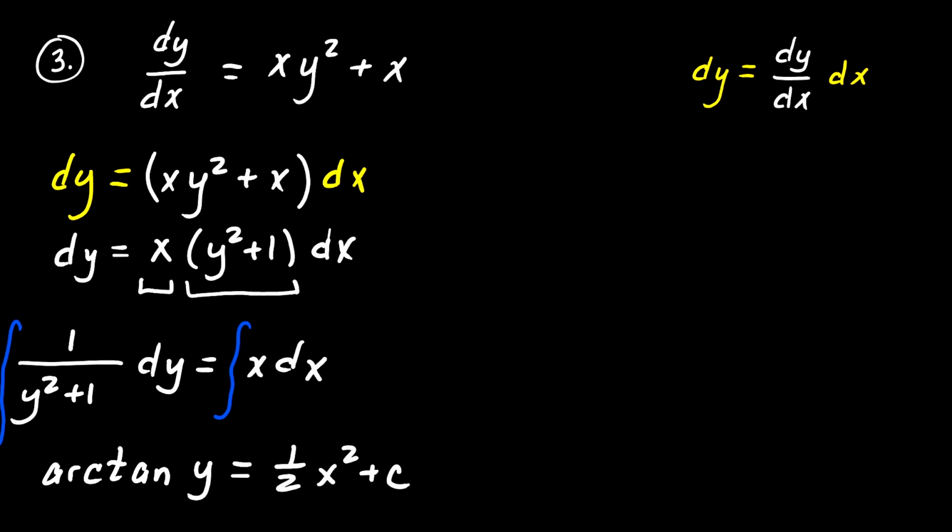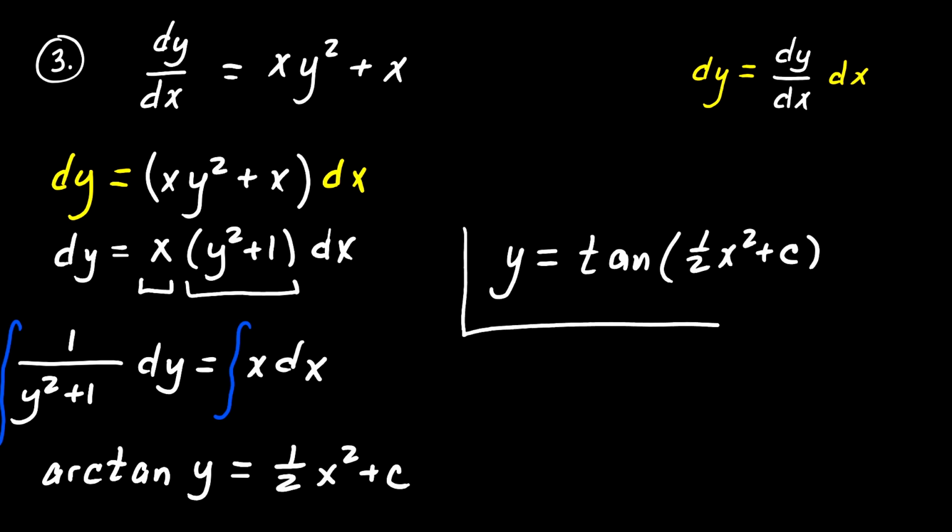To solve for this, we just need to take the tangent of both sides. So we are left with y equals the tangent of 1/2 x squared plus C. And again, very important, any initial value will help us take care of the condition of where this function actually lies.